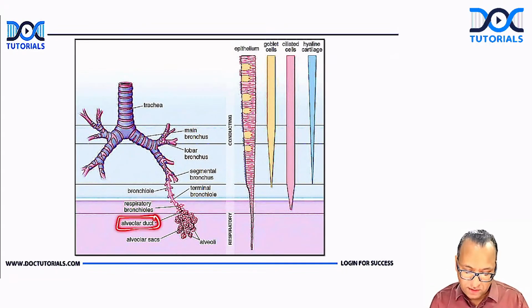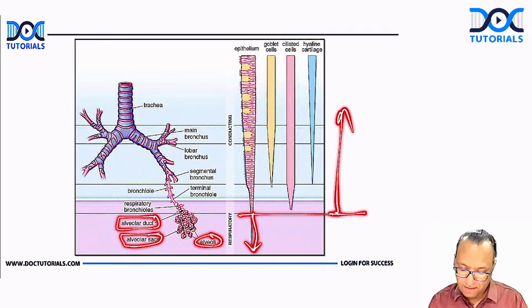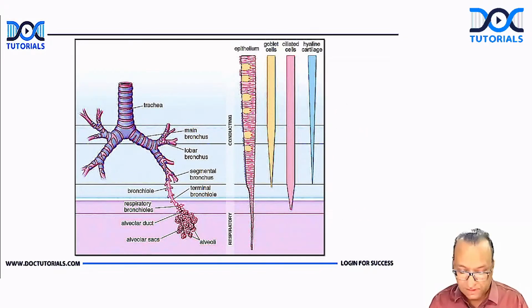Then what about the alveolar duct, alveolar sac, or alveoli? Of course, they will not have any of such things. They are losing all the cilia and goblet cells, no cartilage, nothing. They have smooth muscles, basically. Even smooth muscle will be lost finally.